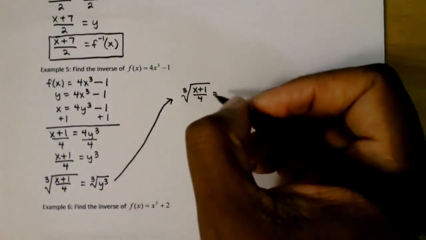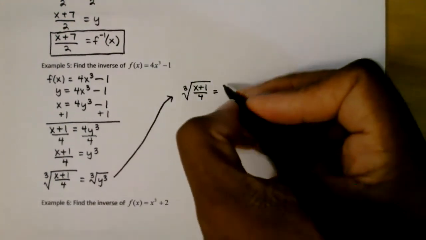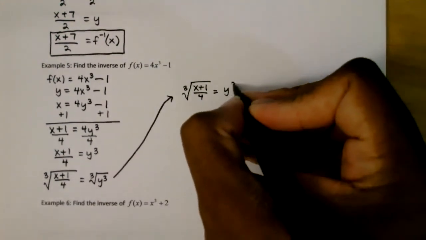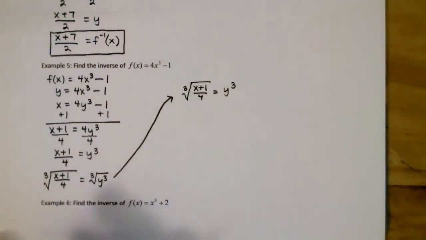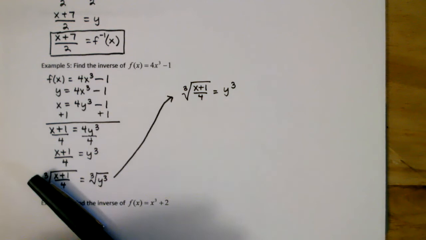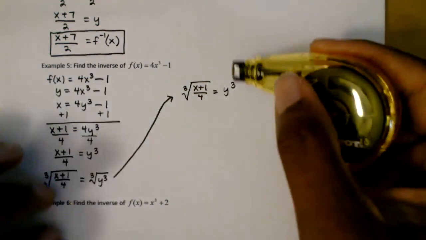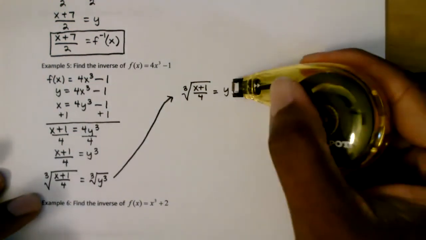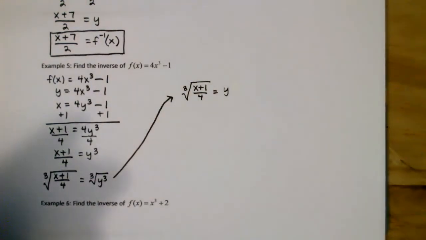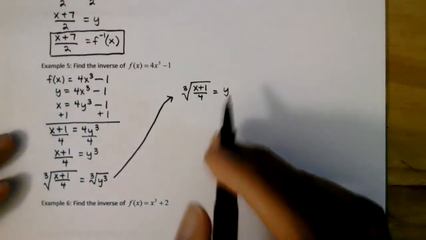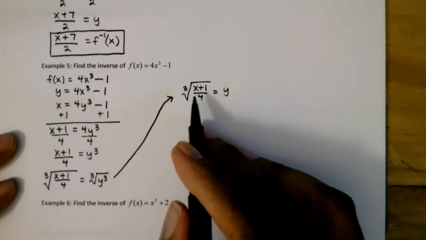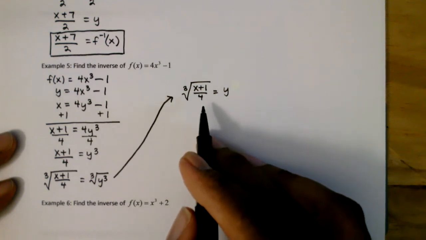And then that's equal to, the cube root of y to the third would just be y. We try to get rid of the cube, so the opposite of that would be the cube root. So it'd just be y. So it'd be y is equal to the cube root of x plus 1 over 4.